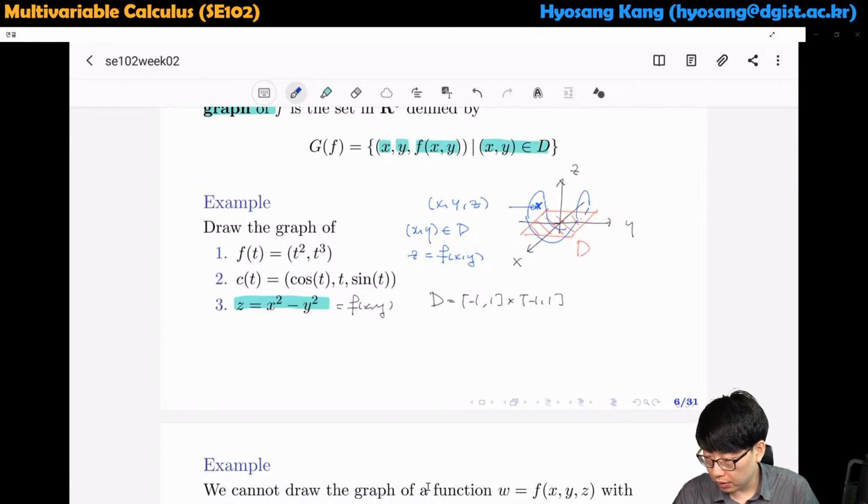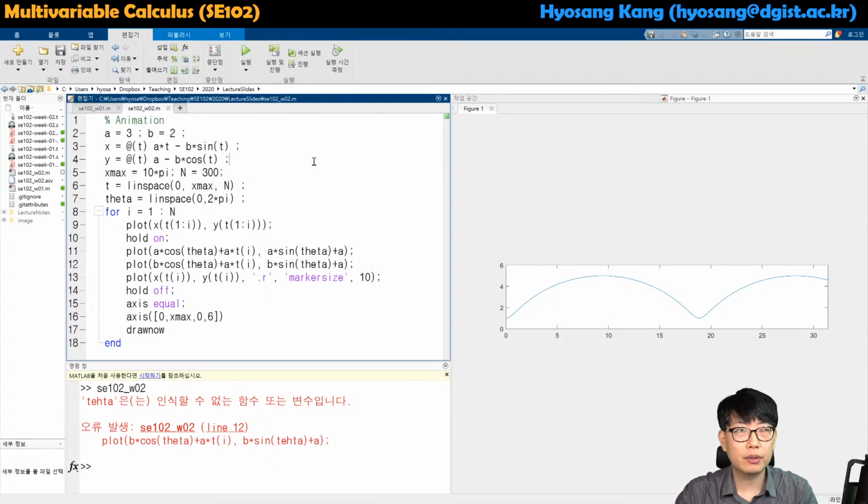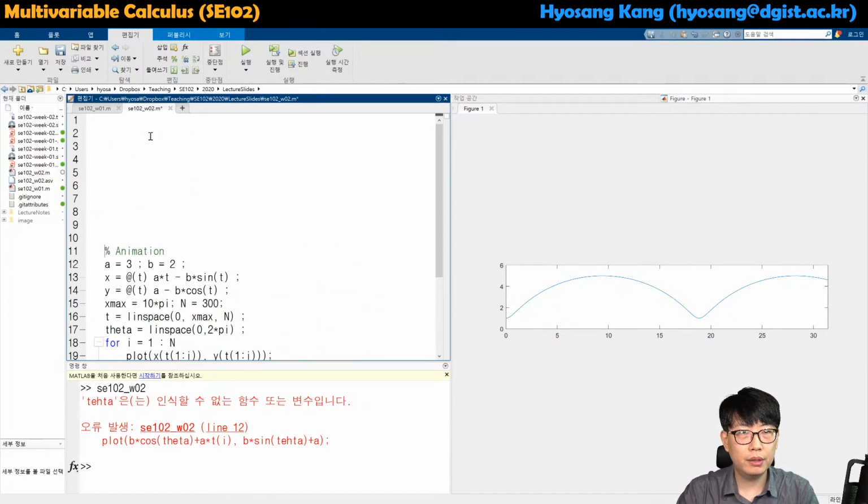Normally I teach you how to draw by hand this kind of graph of a two-dimensional function, but I will show you how to draw it in MATLAB because it's more convenient and more powerful than drawing it by hand. So let's look at this one, which we're going to explain later.